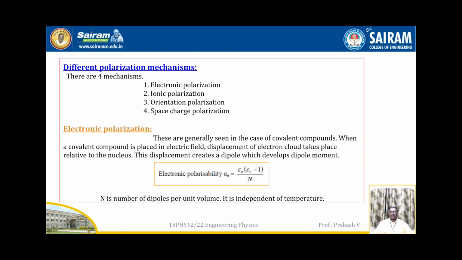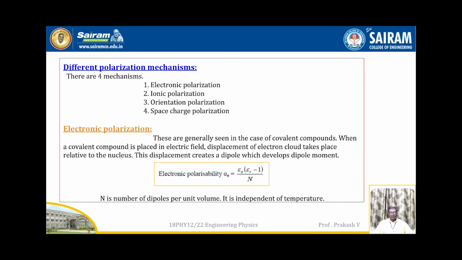Different polarization mechanisms. There are four mechanisms: electronic polarization, ionic polarization, orientation polarization, and space charge polarization. When we look at electronic polarization, these are generally seen in the case of covalent compounds. When a covalent compound is placed in an electric field, displacement of the electron cloud takes place relative to the nucleus. This displacement creates a dipole which develops a dipole moment.